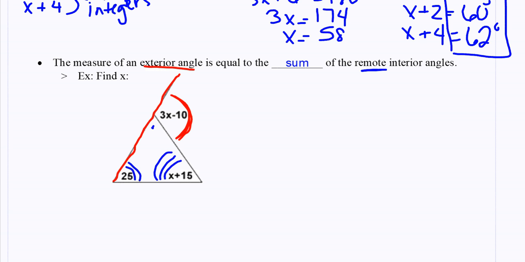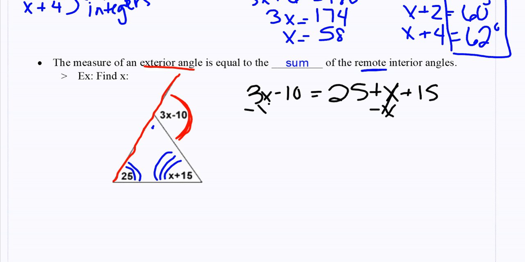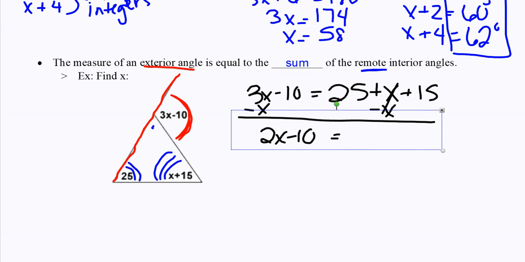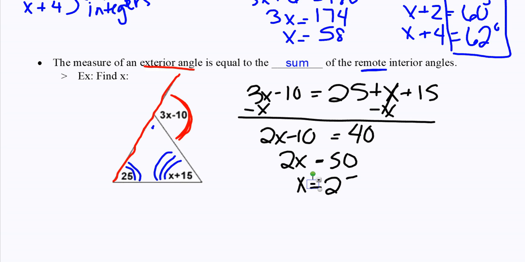So if I add those up, that sum should be equal to the exterior. So 3x minus 10 is equal to 25 plus x plus 15. And we can solve this. Subtract x both sides. So 2x minus 10 is equal to 25 and 15 is 40. Add 10 to both sides, 2x is equal to 50, and divide by 2, so x is equal to 25.